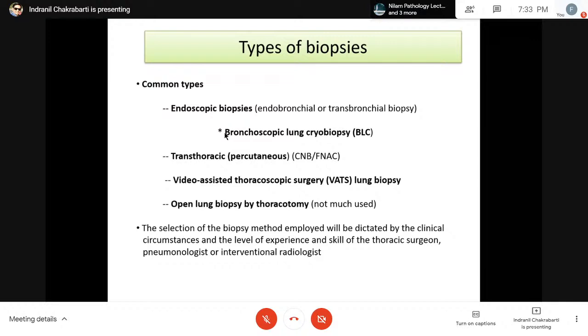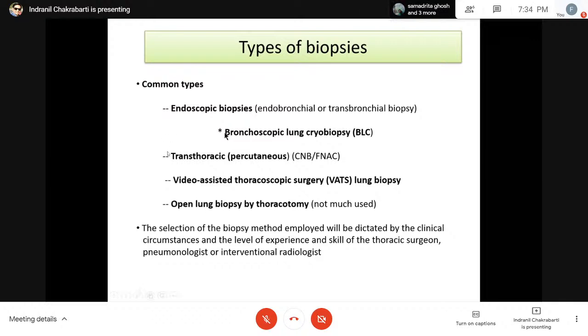Now, VATS or video-assisted thoracoscopic surgery is a very good option. It is done under general anesthesia. By this method, we can get multiple relatively large tissues, and we can also do wedge resection or lobectomy. So in this, a 2 cm incision is done in the 6-7th intercostal space and a thoracoscope is introduced along the mid-clavicular line. And two additional 2 cm incisions, anterior and posterior, in the 5th intercostal space are done. And this type of biopsy is very good for ILDs, that is interstitial lung diseases, and connective tissue diseases, and peripheral tumors.